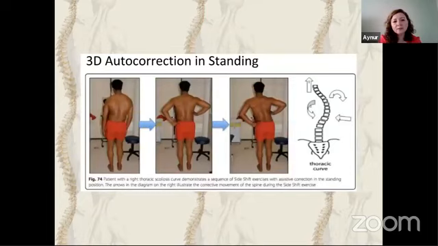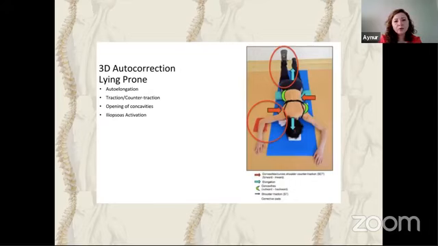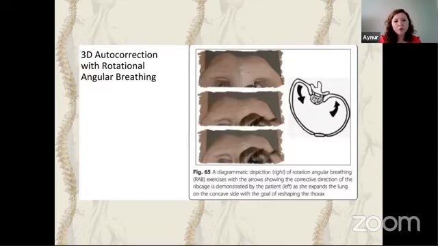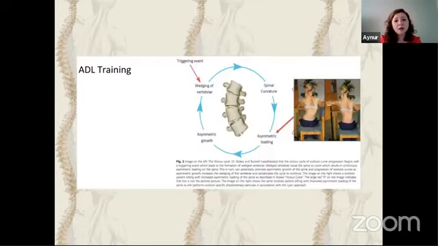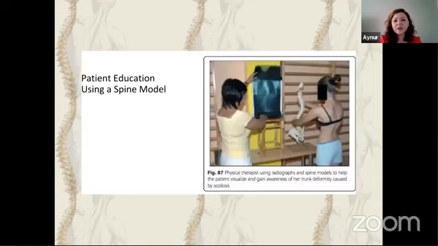Now you can see some three-dimensional autocorrection in standing, in lying prone 3D autocorrection, autocorrection with rotational angular breathing. We use this breathing. It is the most important part of the exercise. Activities of daily living are very important. We must train the patients in activities of daily living. For patient education, we must use a spine model. We must show them, they must see their spines clearly.